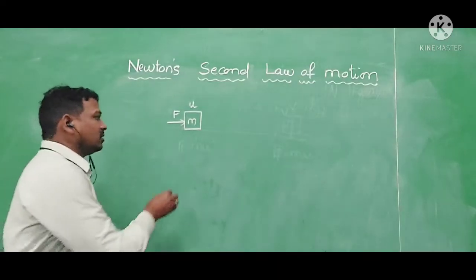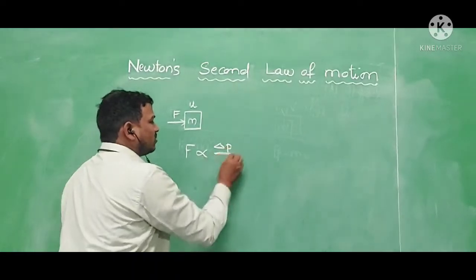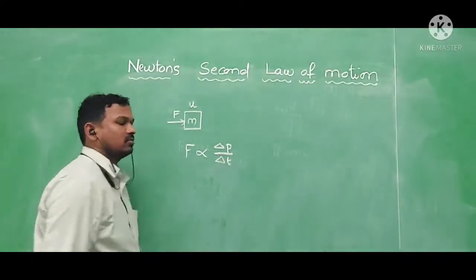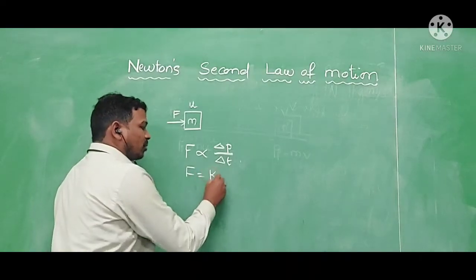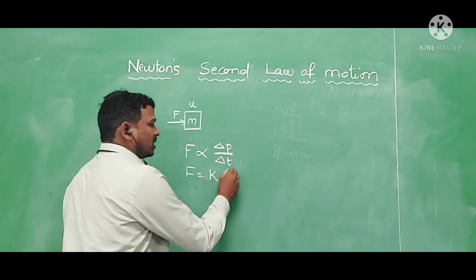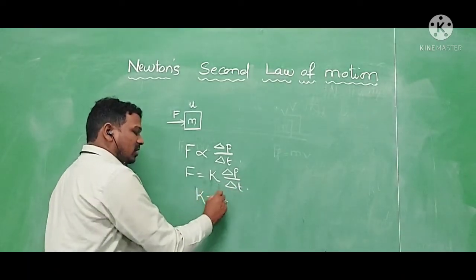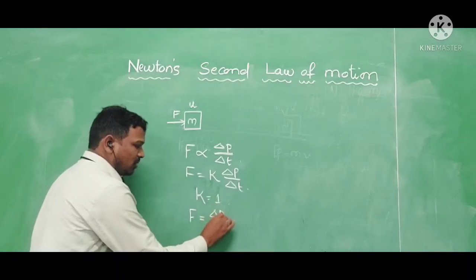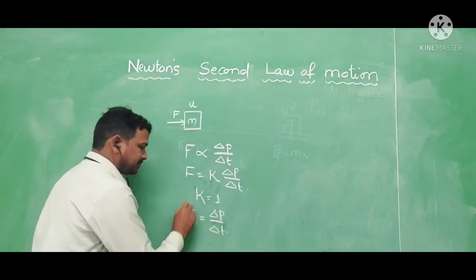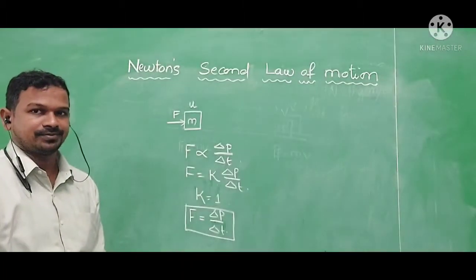So here I am writing F is proportional to the change in momentum by time taken. Removing the proportionality constant k, I am taking F equals dp by dt. This k will be equal to 1 in SI units. Now we get F equals change in momentum by time taken. This is nothing but Newton's second law of motion.